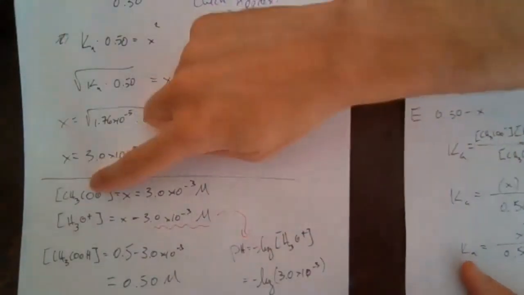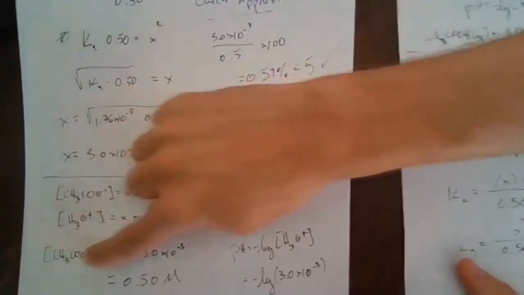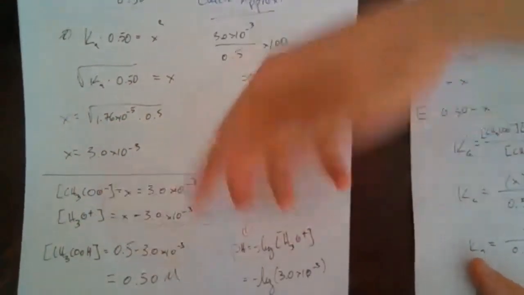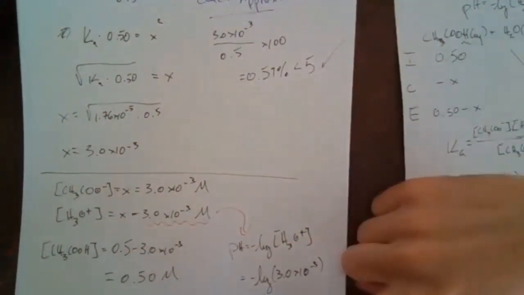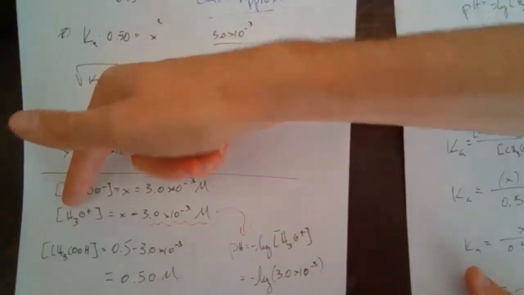Now, if you were asked what the acetate concentration is, or what the acetic acid concentration is, you would want to write those out. But if all you want is the pH, you only need the hydronium concentration. Plug that into the equation, and you get the answer.